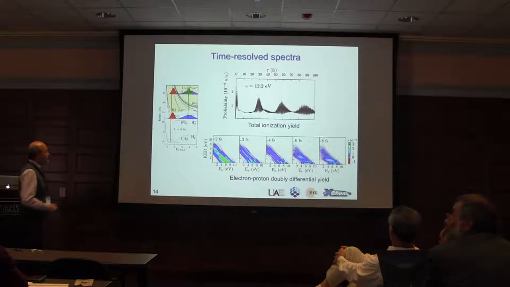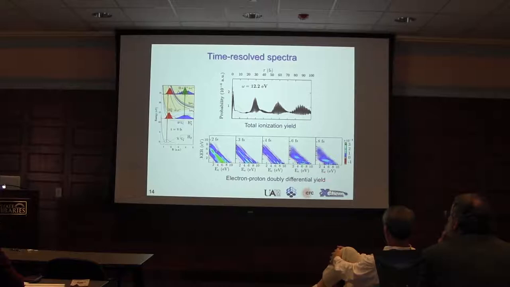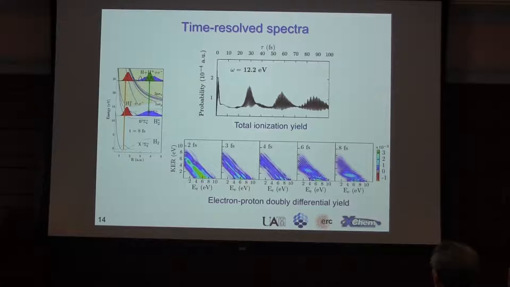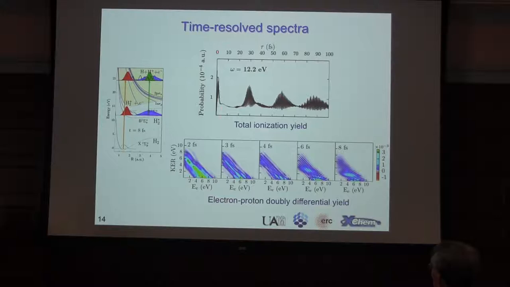The other quantity I want to explore is the doubly differential yield, doubly differential in the electron and proton energies. This is something that you can nowadays measure by using multi-coincidence techniques, like, for instance, COLTRIMS. I focus only on this part at short time delays, because what we observe here is replicated, or comes back again, in the other parts where we see maxima in the total ionization yield. So these figures will be very similar to the ones we will observe at time delays of the order of 30 femtoseconds or 60 femtoseconds, and so on.